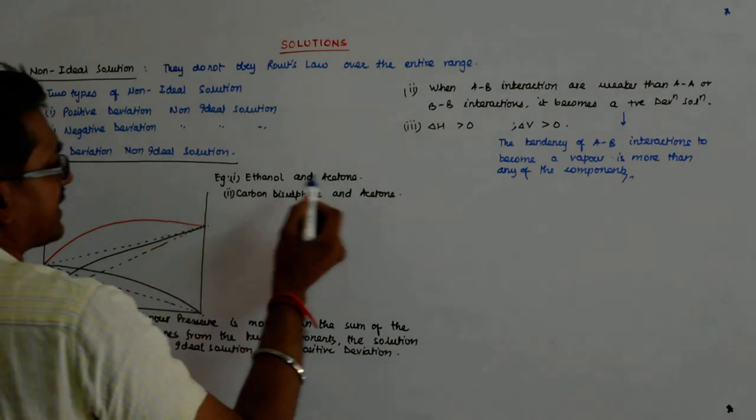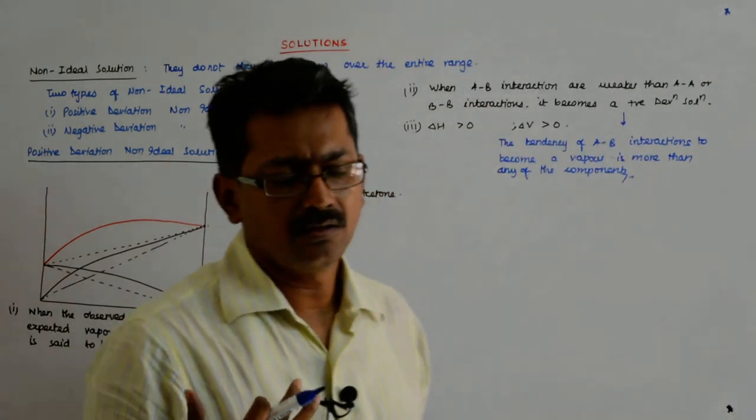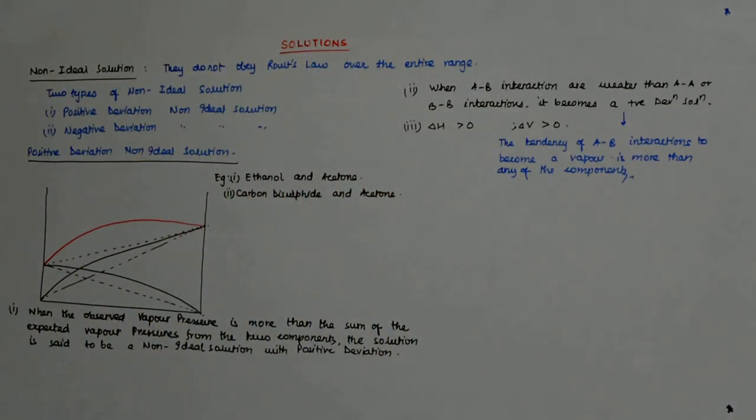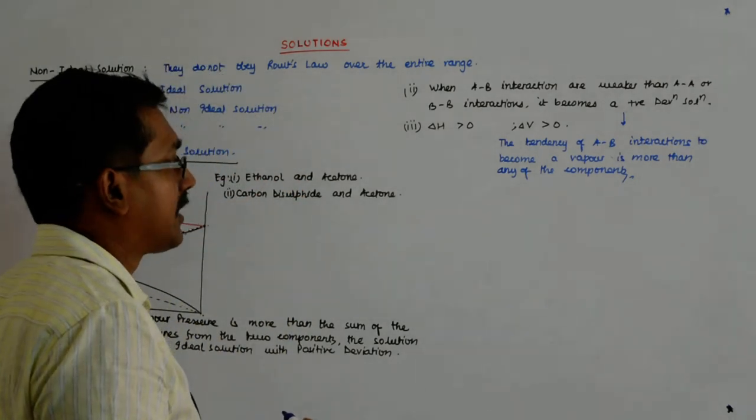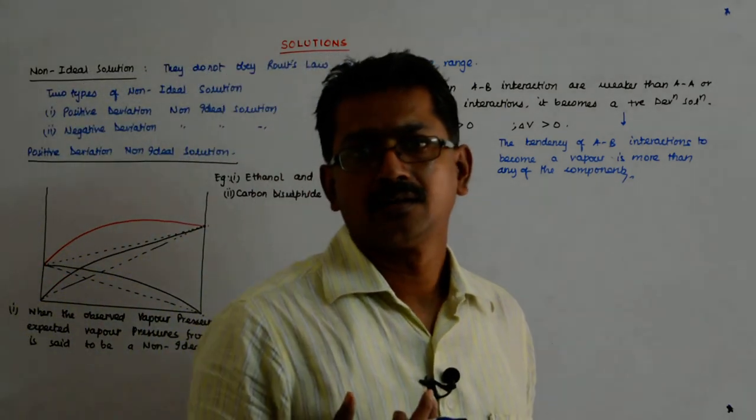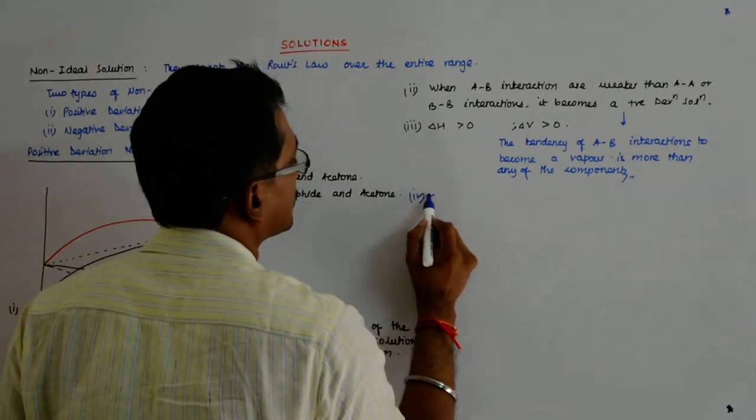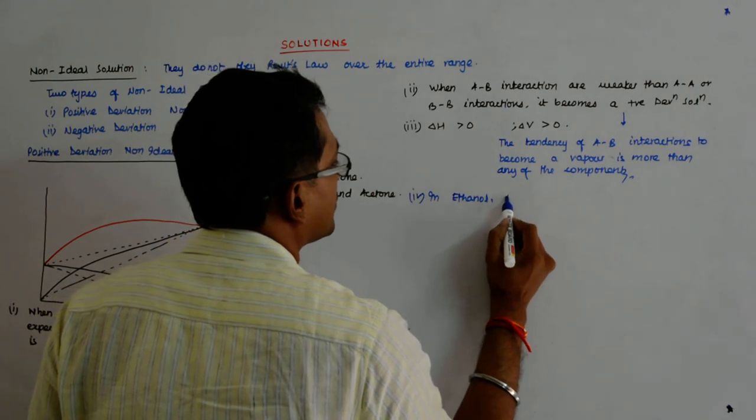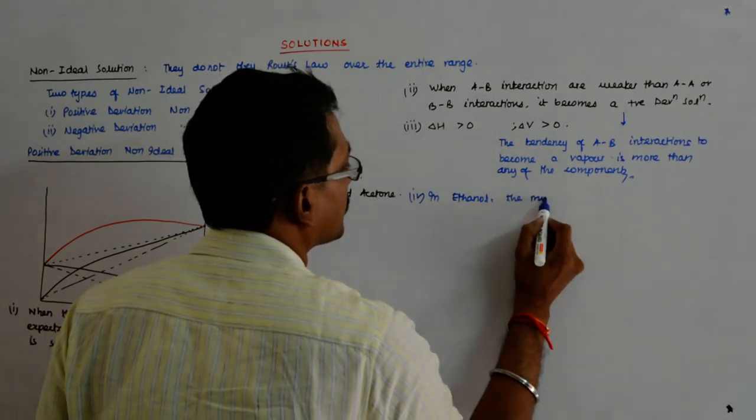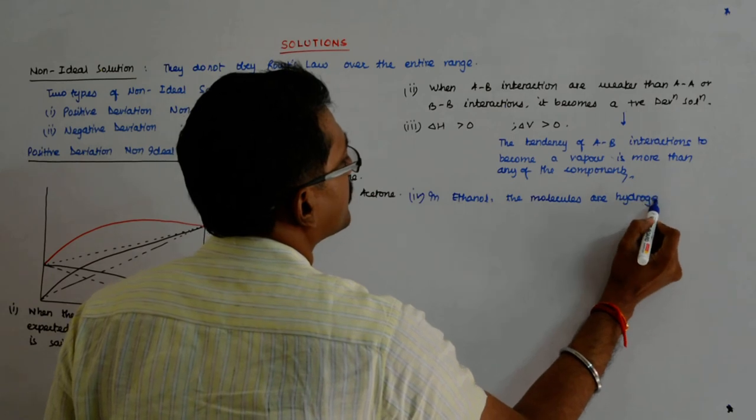Now here, what happens with ethanol and acetone? Ethanol, as you must have observed, has got a lower boiling point than water, right? It has lower boiling point than water, and is it not? And still higher than expected. Why? Due to hydrogen bonding. Okay, so in ethanol, the molecules are hydrogen bonded.